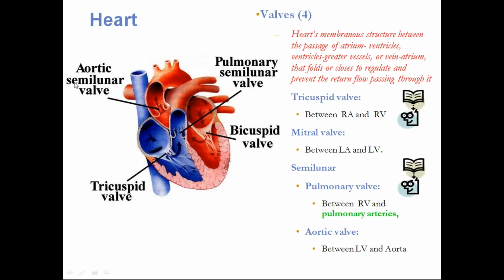Just please remember this semi-lunar valve. We call both valves semi-lunar valves. When you tell me semi-lunar valves, in my head I'm going to think about the pulmonary artery valve and the aortic valve. If I want to be more specific, I will say pulmonary artery valve or aortic valve. But actually, semi-lunar valve is like the big umbrella for both names, the pulmonary artery valve and the aortic valve.